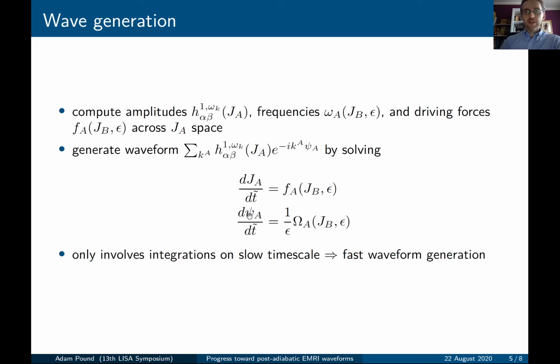You can take sizable time steps through the parameter space, and you still recover the oscillations in the waveform, because that's encoded in psi A that you are solving for with sizable time steps like this. So you get fast waveform generation out of this procedure.